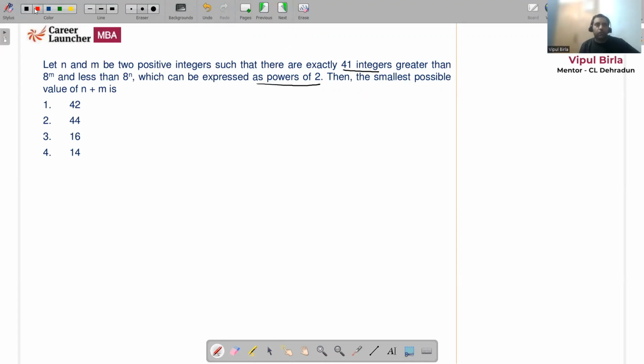So we are looking out for exactly 41 integers of the type 2 to the power a, which can be expressed between 8 to the power m and 8 to the power n. So basically 8 to the power m is some number, 8 to the power n is some number, and we want exactly 41 integers of 2 to the power something, right?